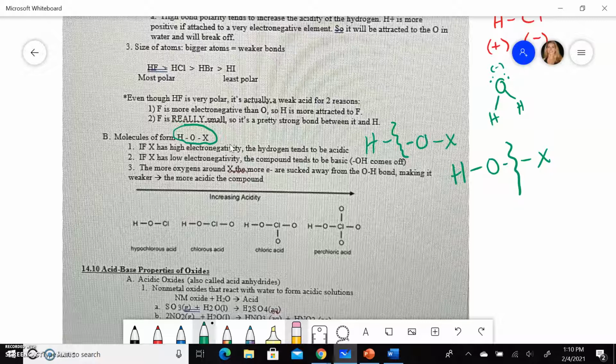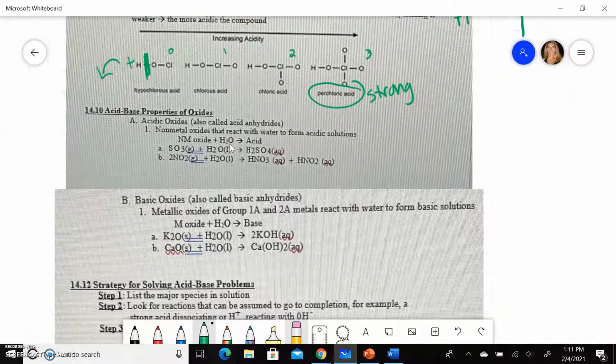And the more oxygens you have around X, so in this example down here, chlorine is the X, so notice that there are 0, well, there's 1, but there's 0 other oxygens around it. Over here we have 1, now we have 2 more, and now we have 3 extra oxygens. So as you add more oxygens around them, the oxygens are pulling the electrons away from this bond right here, right between the oxygen and the hydrogen, which makes that attraction weaker, and so basically it makes hydrogen more positive, and so it's more likely to break off. And so the more oxygens you have, so this one right here, this is actually a strong acid, is going to make it stronger.